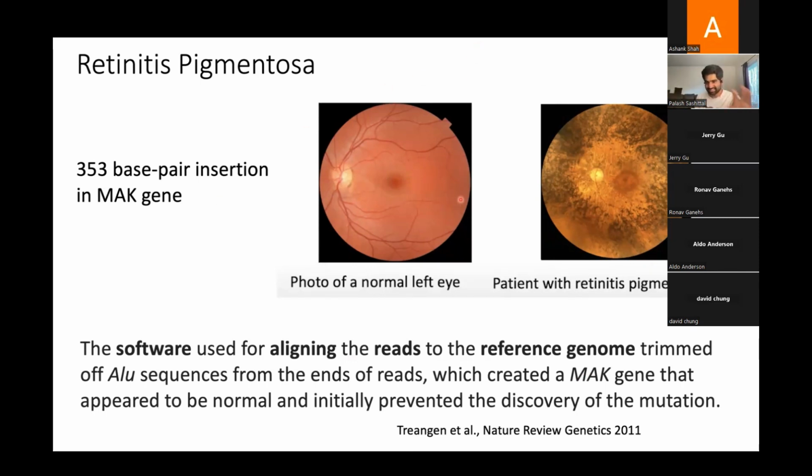So if nothing else, this slide should really tell you how important the job of a computational biologist is. The algorithms that we develop have real consequences. The accuracy of these algorithms is very important. For this particular case, it was fine because we were able to discover this, but it did prevent earlier discovery of this particular insertion, which is the cause of this disease. Okay, so yes, this is an important job.